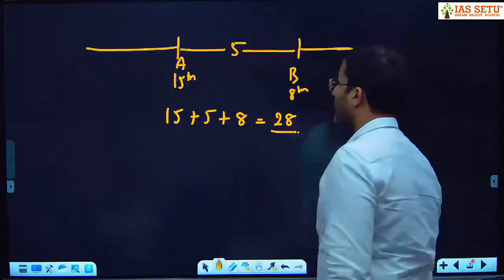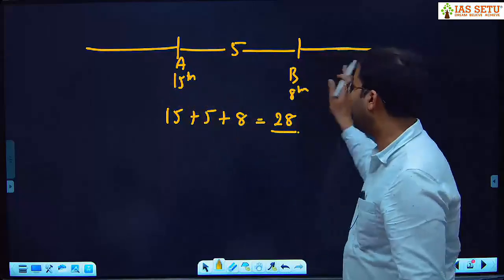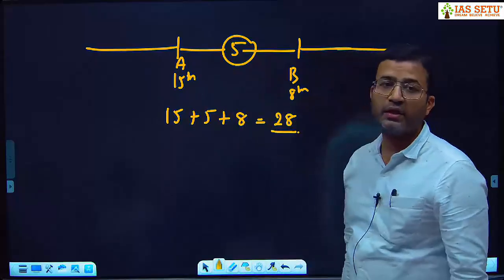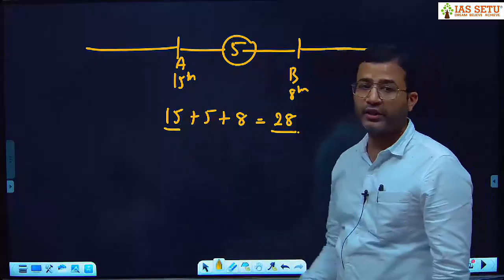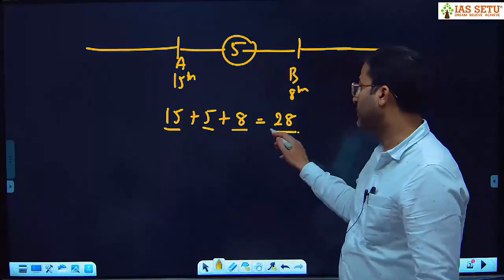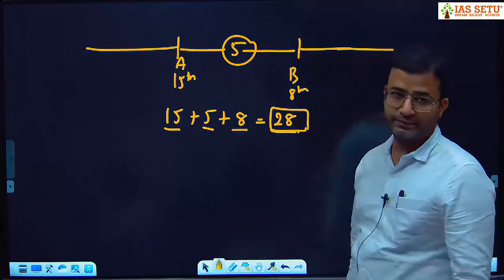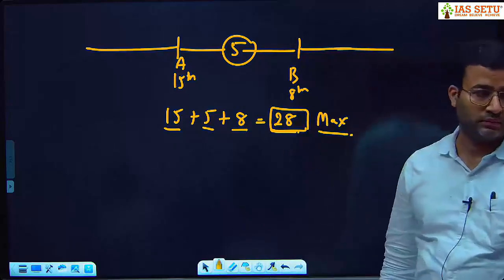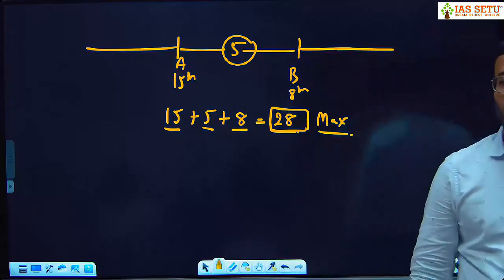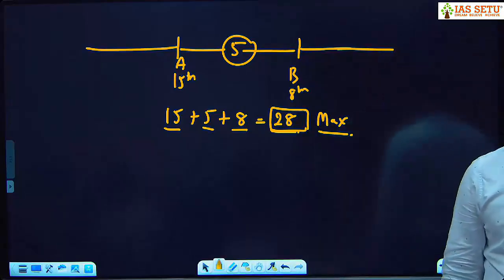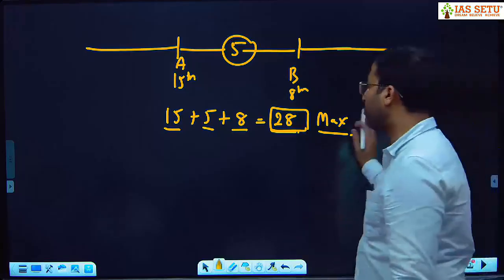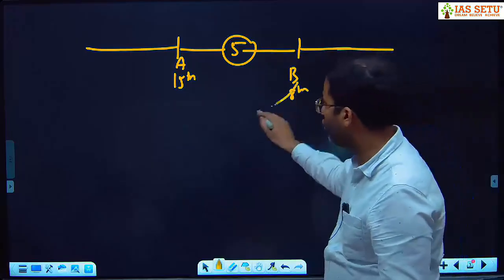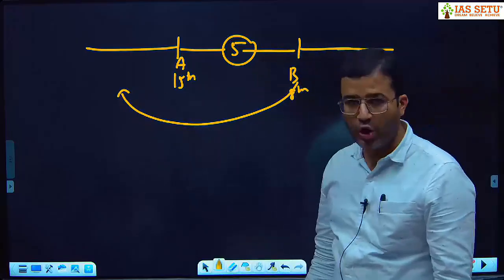So here also, A is 15 from the left, B is 8 from the right. There are 5 persons between A and B. What is the maximum? 15 including A, 5, 8 including B. So it is 28, but it is the maximum. For minimum, what you have to do: nowhere is it mentioned that B has to be on the right side. Take B over there. How do I tell you?